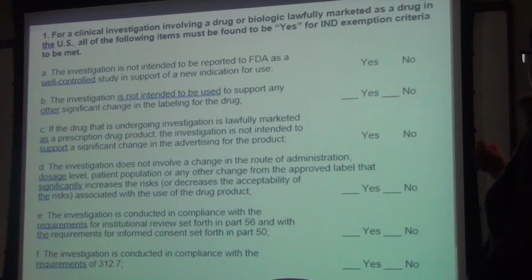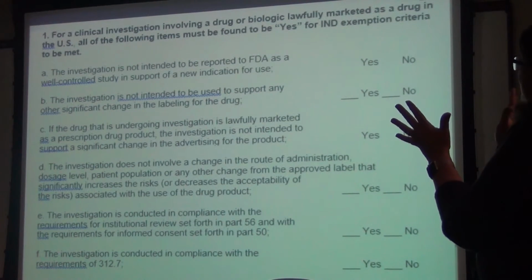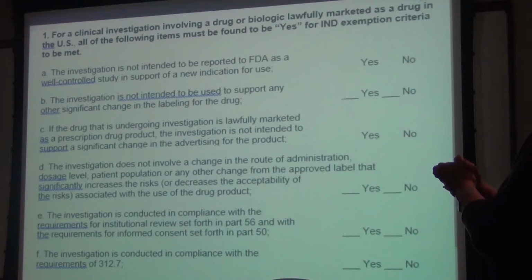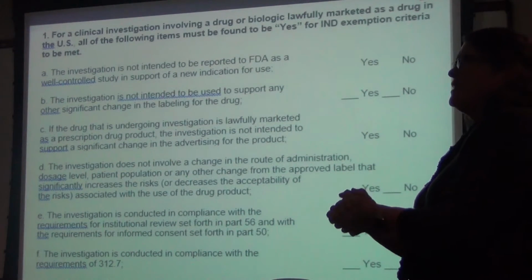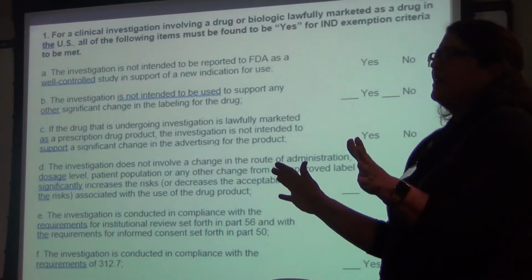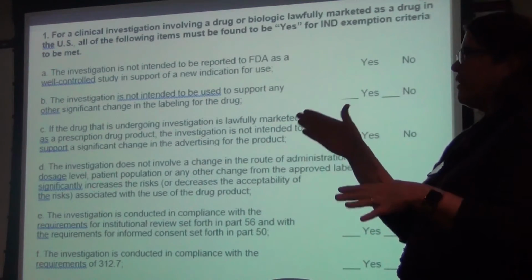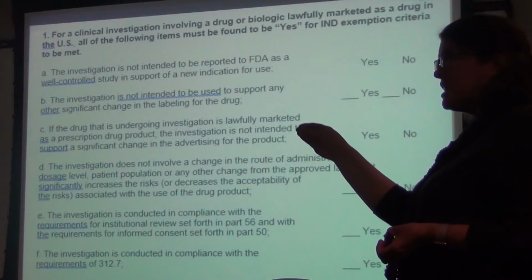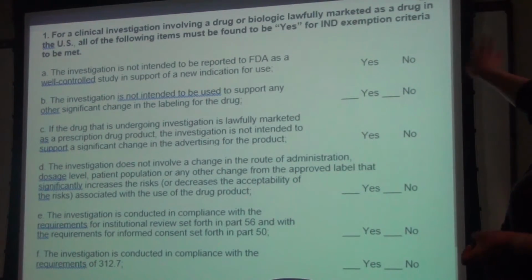So for an IND, what do you have to do? This is for an IND exemption. So again, in your checklist, the investigation is not intended to be reported to the FDA as a well-controlled study in support of an indication for a new use. You want to use Benadryl to put kids to sleep at night. It's not FDA indicated, right? This is just a bad example, but it's an example I can think of. You use Benadryl for allergies, but it's not indicated to put kids to sleep, but you want to study it. So you're not going to ask the FDA for a new label, so that's fine.